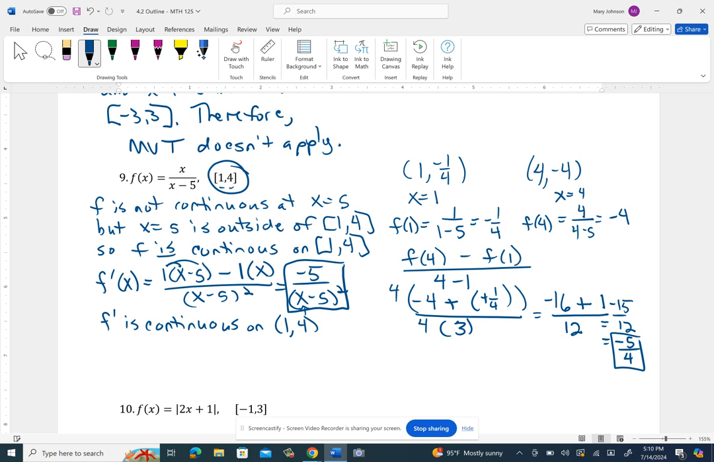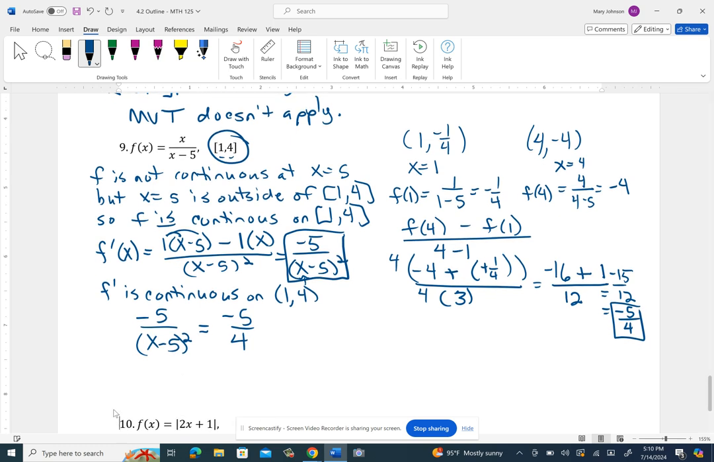Okay, so now what I need to do is find out what causes the formula for the derivative to equal the average rate of change. All right, so you may or may not have noticed, but do you notice the numerators are both negative 5? For these two fractions to be equal, that has to equal that.